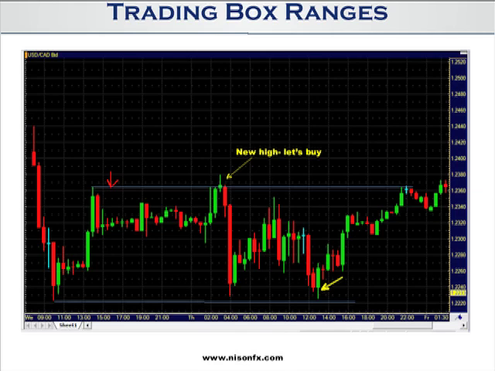Okay. Now, notice something interesting here on the blue line. I'll highlight on the red arrow. See how the market broke above resistance? All right? And it says, let's buy. Why wouldn't we be buying it here? Although the market closed slightly above resistance, why wouldn't we be buying it?